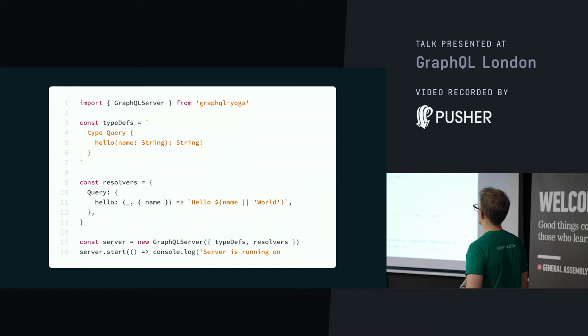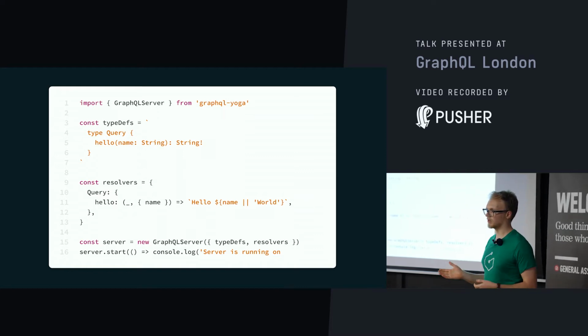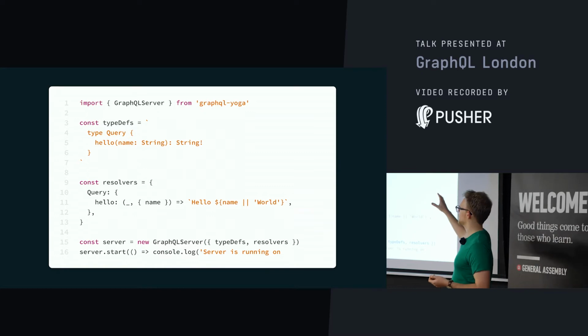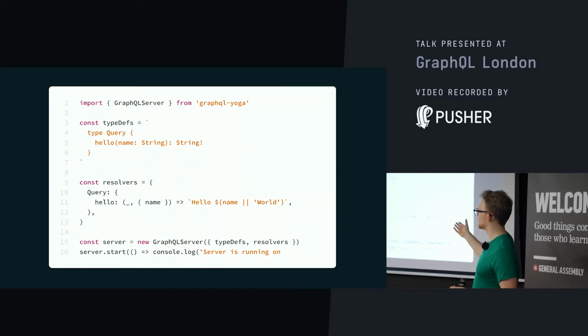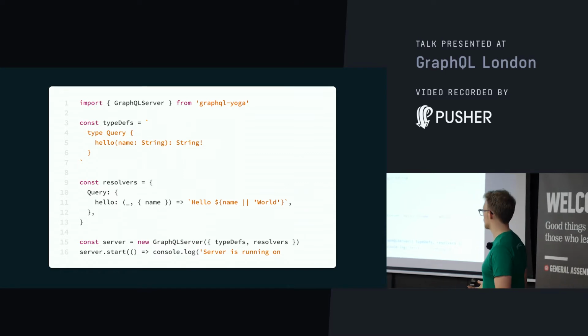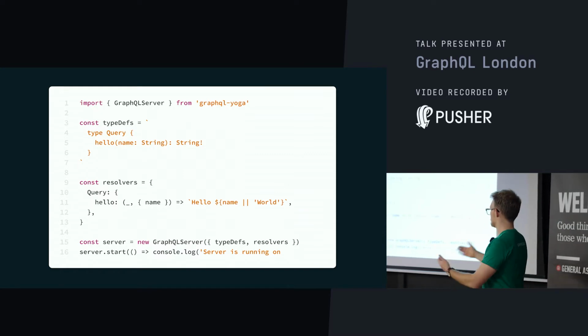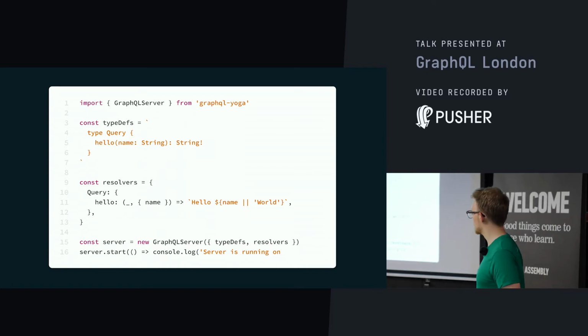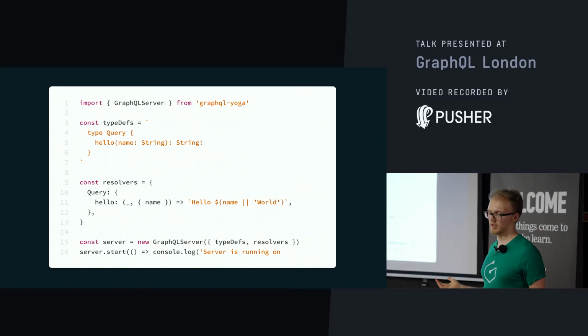So this is probably what most of you who have built a GraphQL server are familiar with. You define your type definitions, your schema, and then you start implementing the actual resolvers for your GraphQL server. Start that using Express or something like that. And then you have an operating GraphQL server.